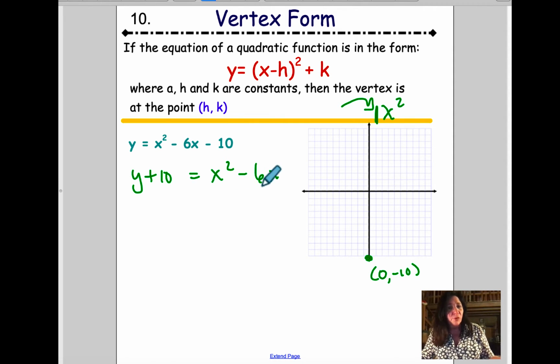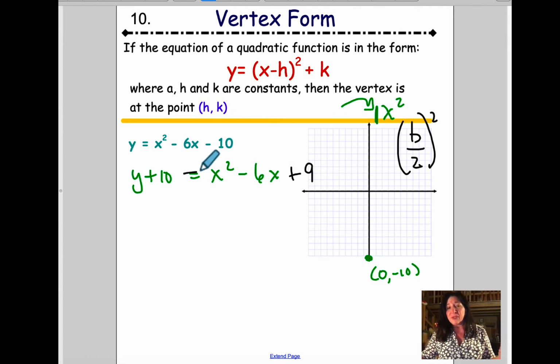So we're going to complete the square. Completing the square means we're going to take the b term, whatever that is, we're going to take half of that. And then we're going to square that quantity. So half of negative 6, right, is negative 3. And then squaring negative 3 is 9. So I'm going to add 9.